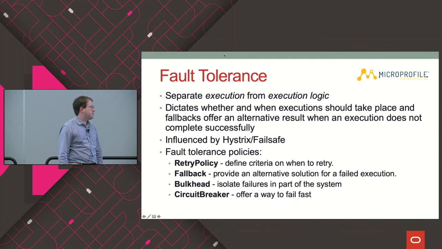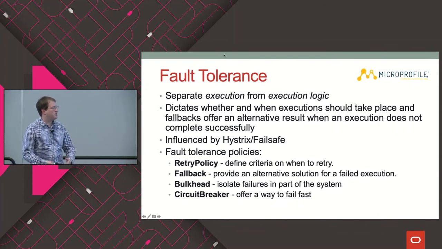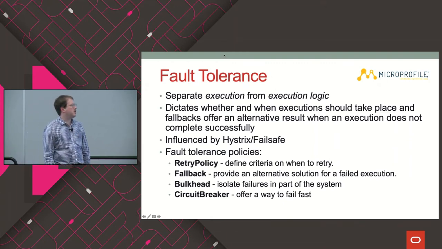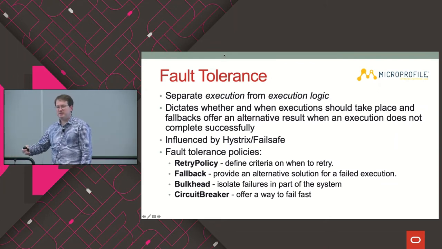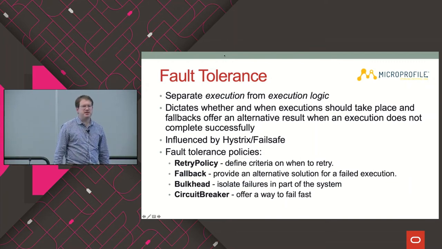With a retry policy, you define the criteria for when you want to retry. A fallback allows you to provide an alternate solution for a failed execution. So something happens, where do you want it to fall back to? Who do you want it to call? A bulkhead isolates failures in parts of the system. And the circuit breaker offers a way to fail fast. So if the call previously failed and you have a circuit breaker set, it's going to fail again. The circuit breaker has the ability to test it, and if the service appears to be returning back to normal, it will re-enable that service, so to speak.